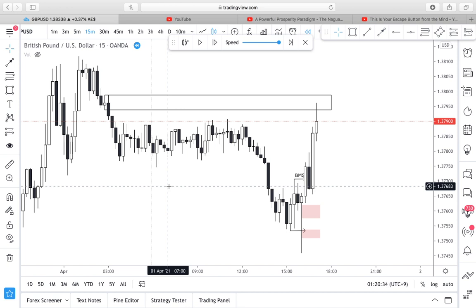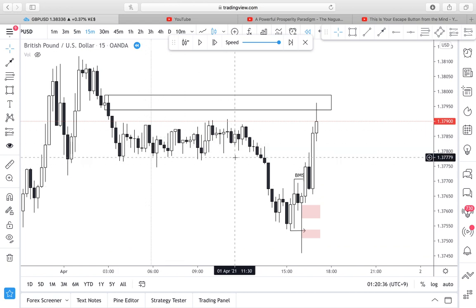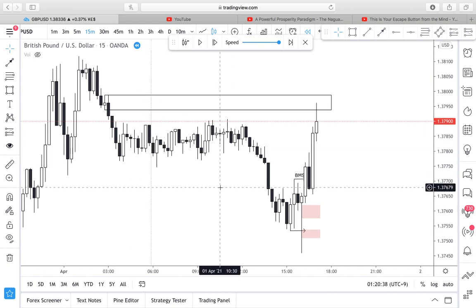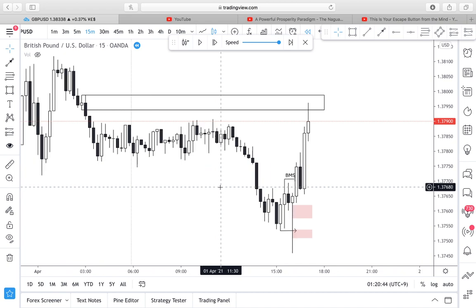You need liquidity to move the market into the direction you want it to go. That's what they do. They create liquidity, they hit people's stop losses, and it goes in the direction they want. Who are they? Who knows? But that's what they do.